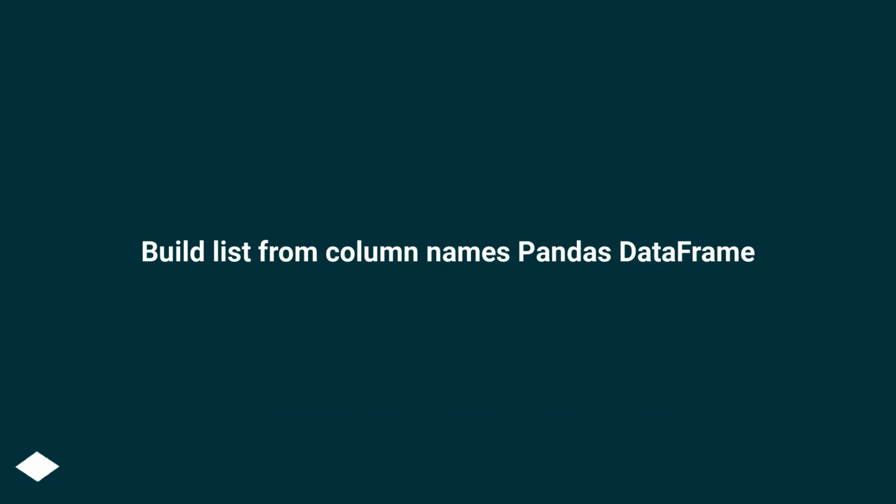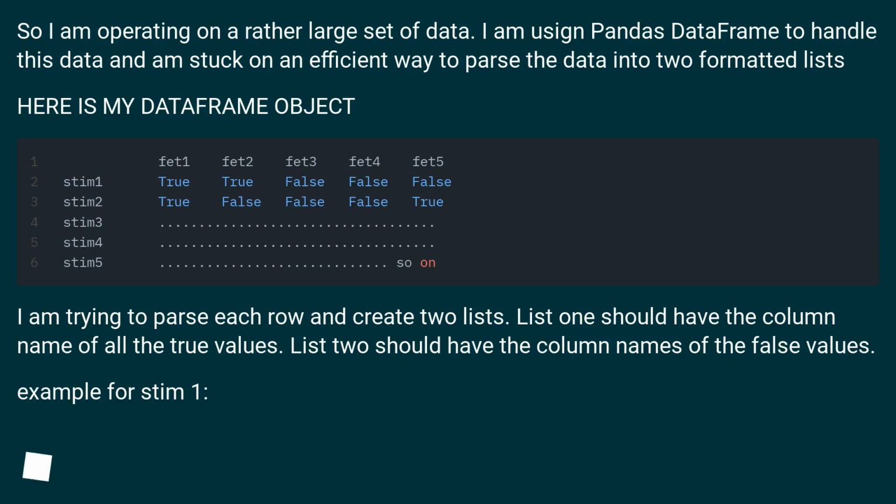Build list from column names Pandas DataFrame. So I am operating on a rather large set of data. I am using Pandas DataFrame to handle this data and am stuck on an efficient way to parse the data into two formatted lists. Here is my DataFrame object.